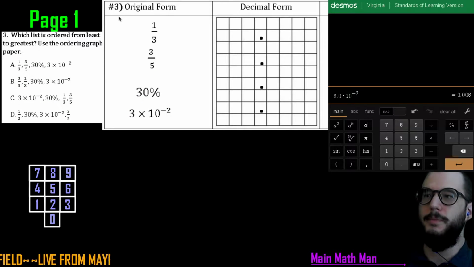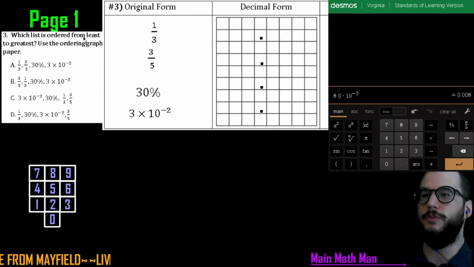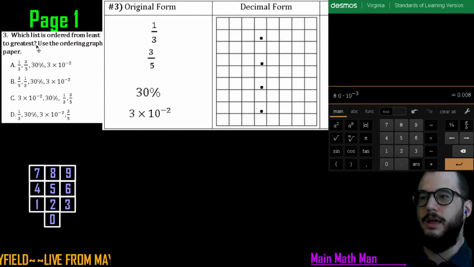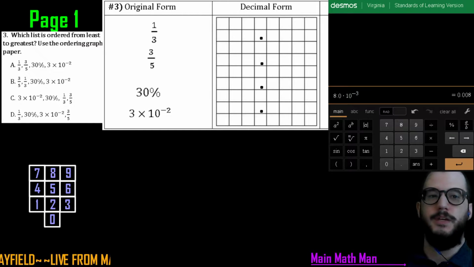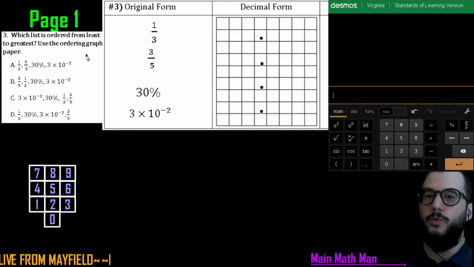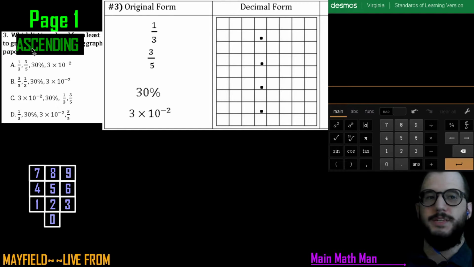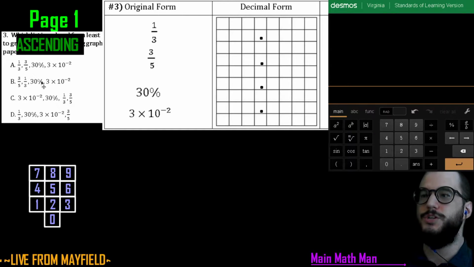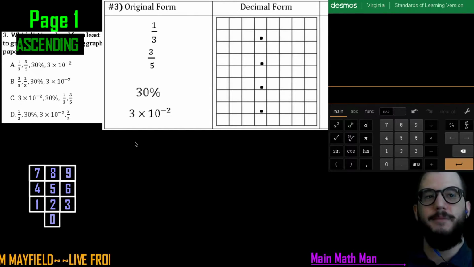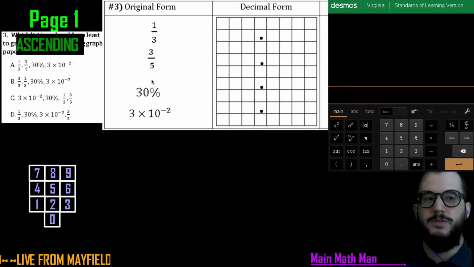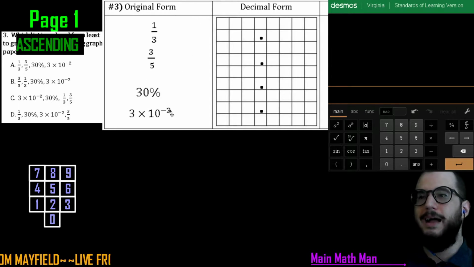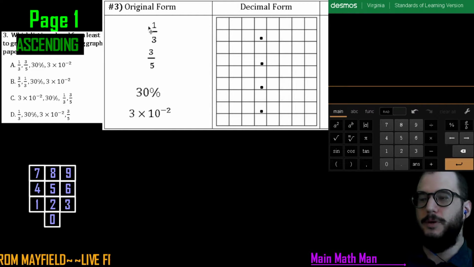In number 3 on page 1, it says which list is ordered from least to greatest, and make sure you're using that ordering paper or that graph paper like I have displayed. So how do we know what it means to be least to greatest? Well, very simply, that means ascending order. So which of these is going to be ascending? What I can do is take these values that I have in original form, and I write them on my left column right here.